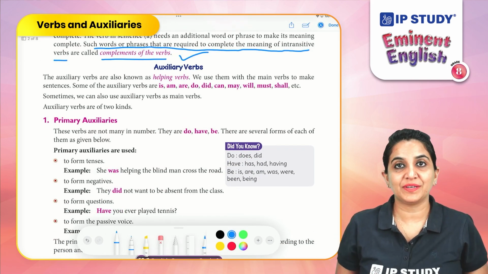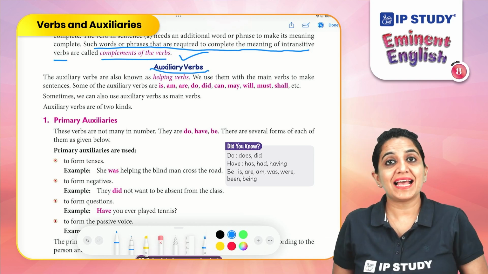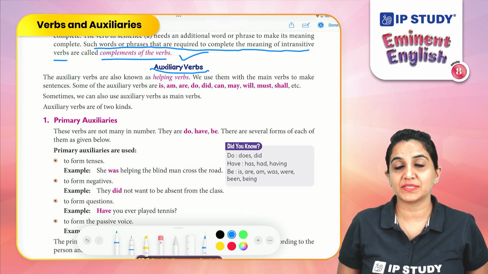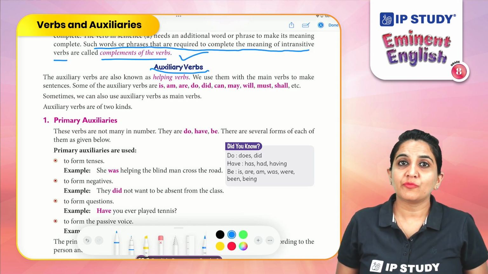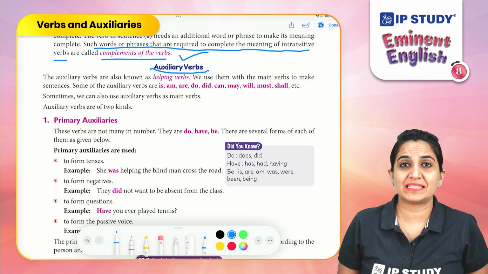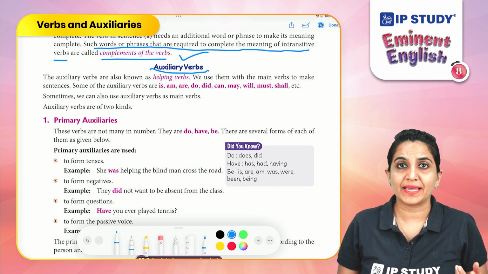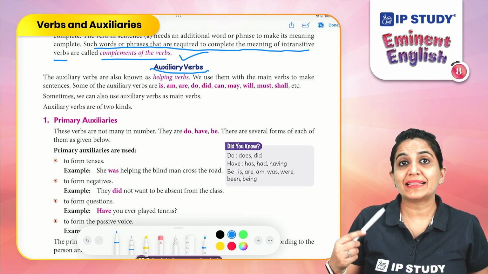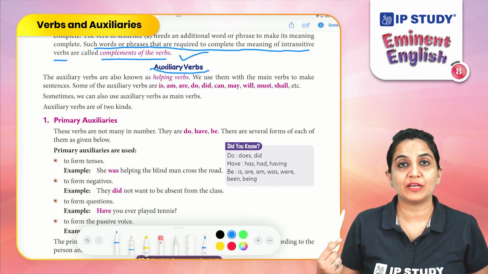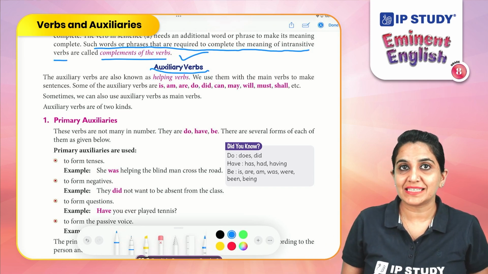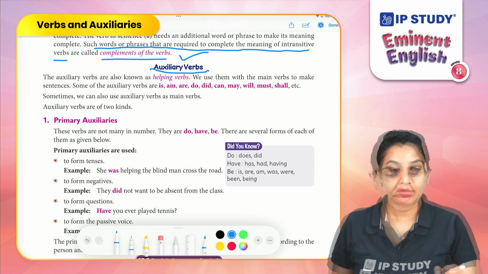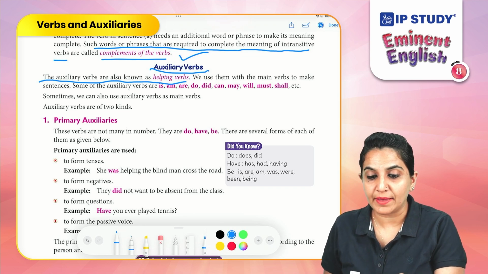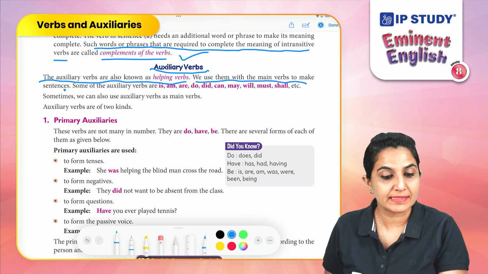Now let's dive deeper into auxiliary verbs. As I told you earlier, verbs are of two kinds: main verbs and auxiliary verbs. Main verbs are the verbs which express action itself. For example, running, eating, doing, writing, sleeping. Whereas auxiliary verbs are the helping verbs. They help the main verbs to complete the meaning of the sentences. Now we will study auxiliary verbs in detail. The auxiliary verbs are also known as helping verbs. We use them with the main verbs to make sentences.